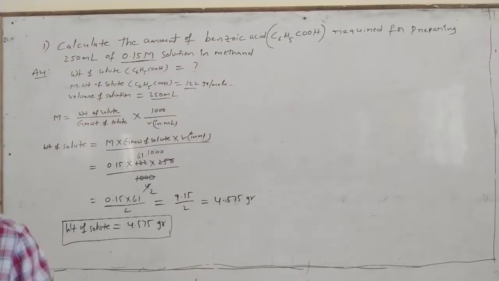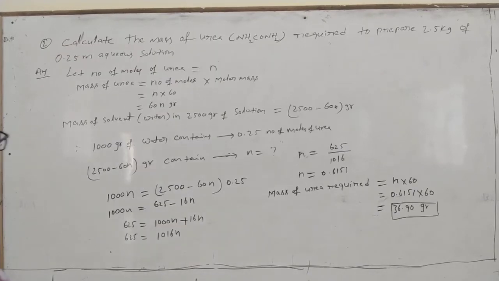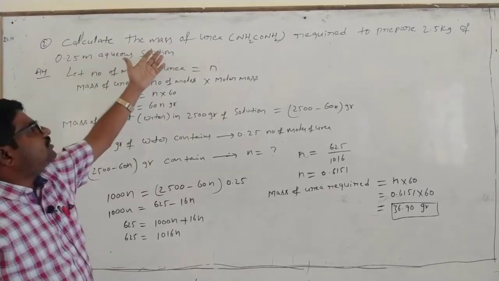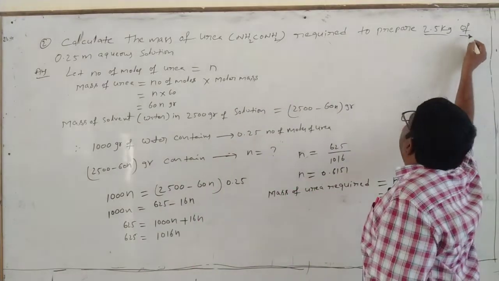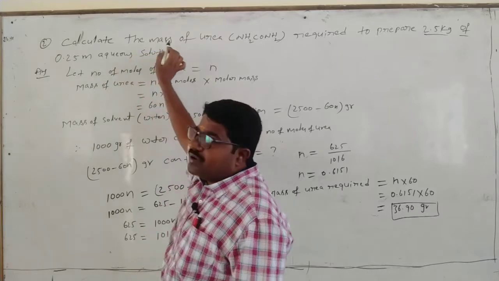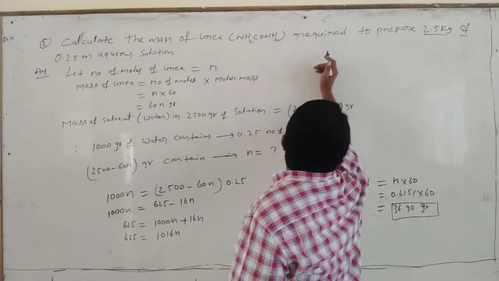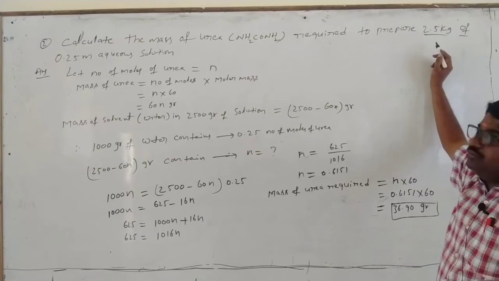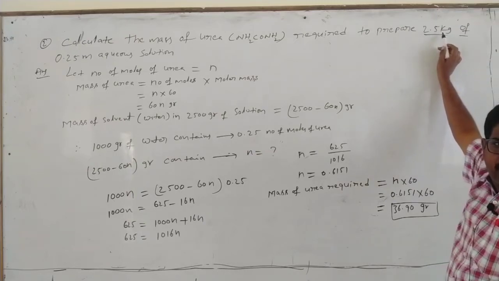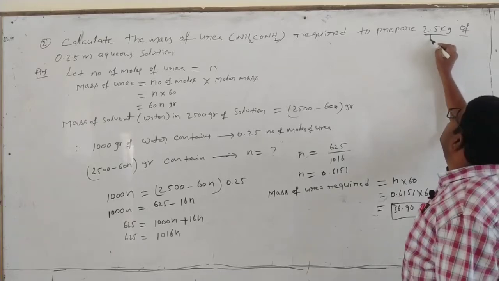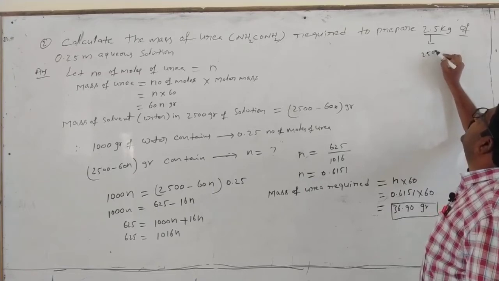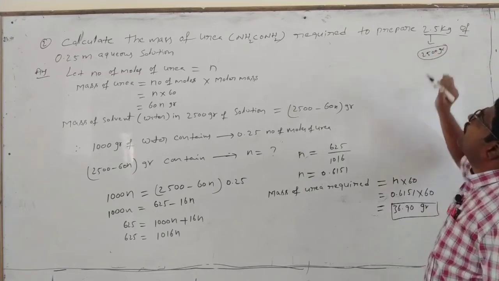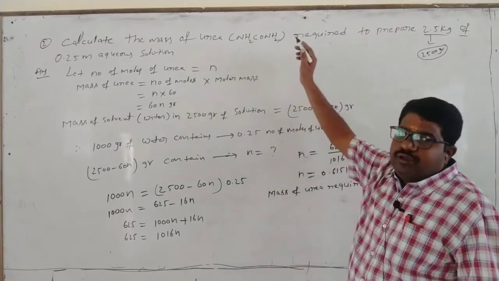Right. So one more problem. This is another model problem. Calculate the mass of the urea required to prepare 2.5 kg of 0.2 molar aqueous solution. Right. So now in this problem 2.5 kg is converted into grams. 2.5 kg means 2.5 into 1000, that is 2500 grams. So calculate the mass of the urea. We don't know the mass of the urea.